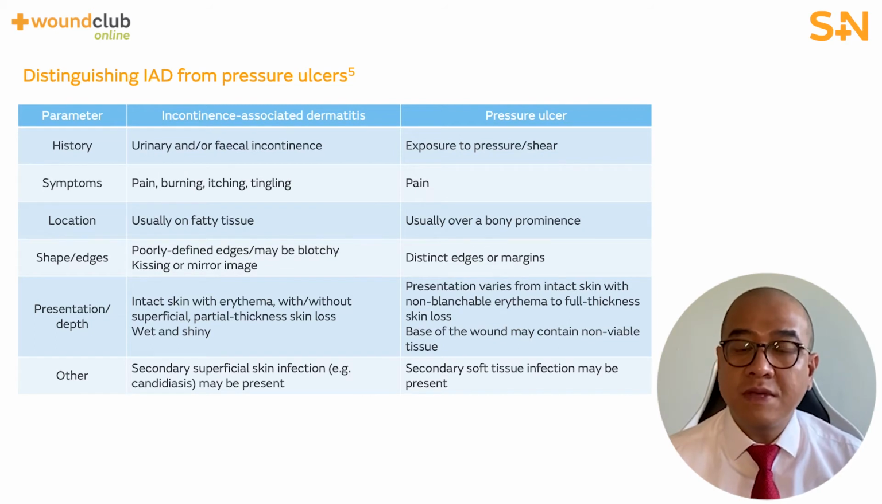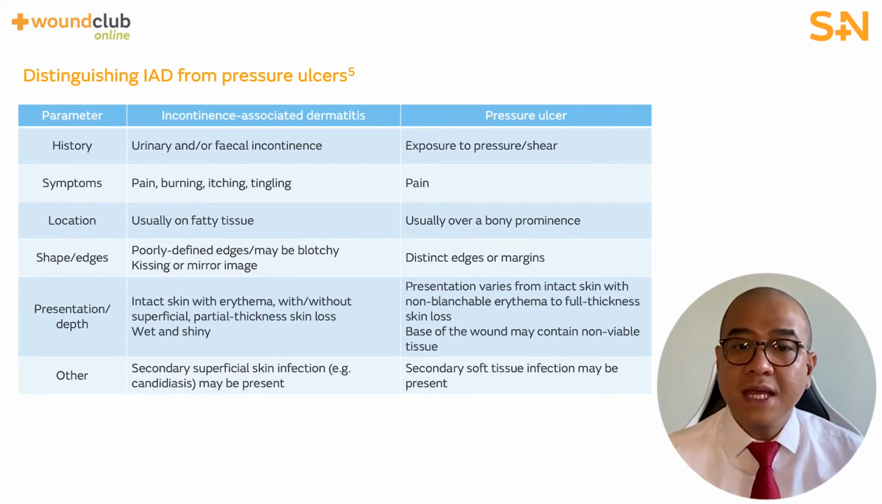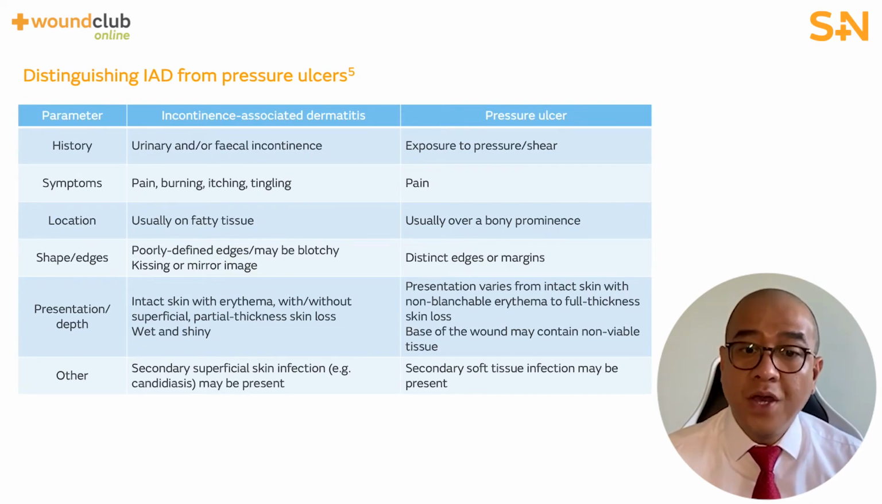The first parameter is around the history of the wound. Is the patient incontinent? Has the patient been exposed to pressure or moisture? It is about determining wound etiology or wound cause. The symptoms can be different. The patient will feel pain across both wound types, but may have additional sensations like burning sensation, itching, or tingling if the wound is an IAD.